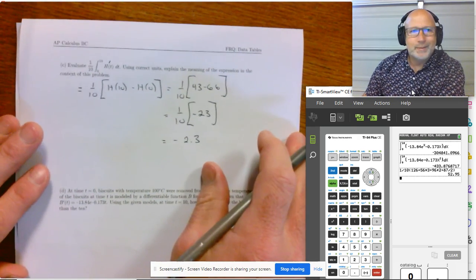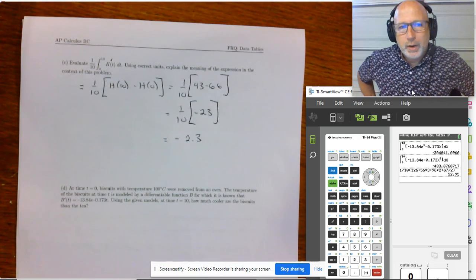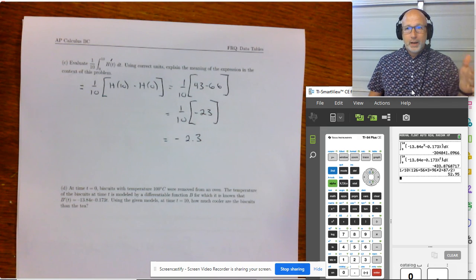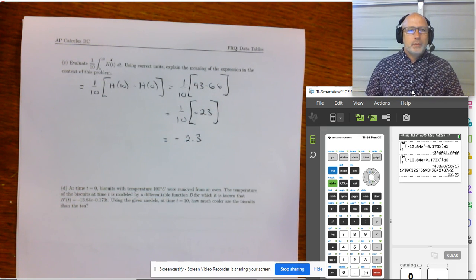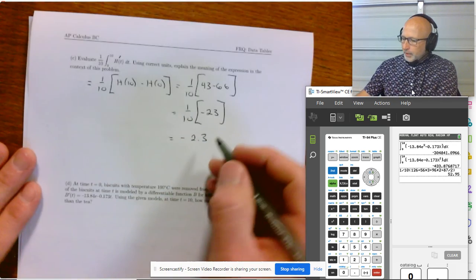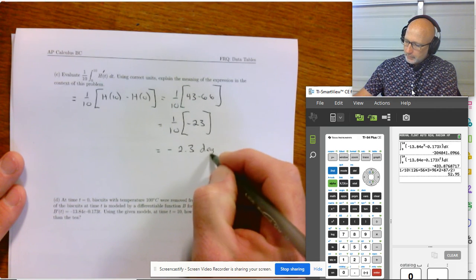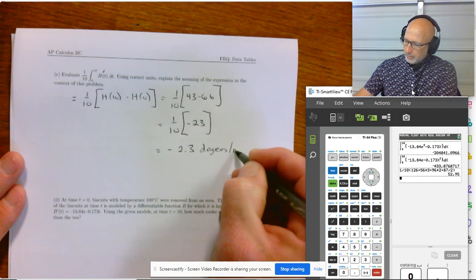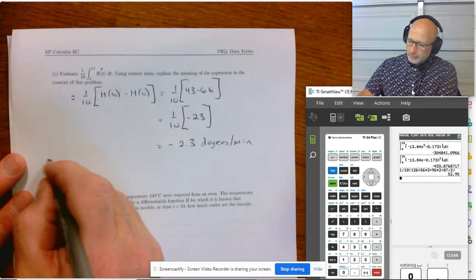Okay, now what is this? What did I do? I added up the rate at which the temperature is changing, and I divided by the interval length. So what that gives me is an average rate of change. So 2.3 is going to be a rate of change, so it's going to be degrees per minute.